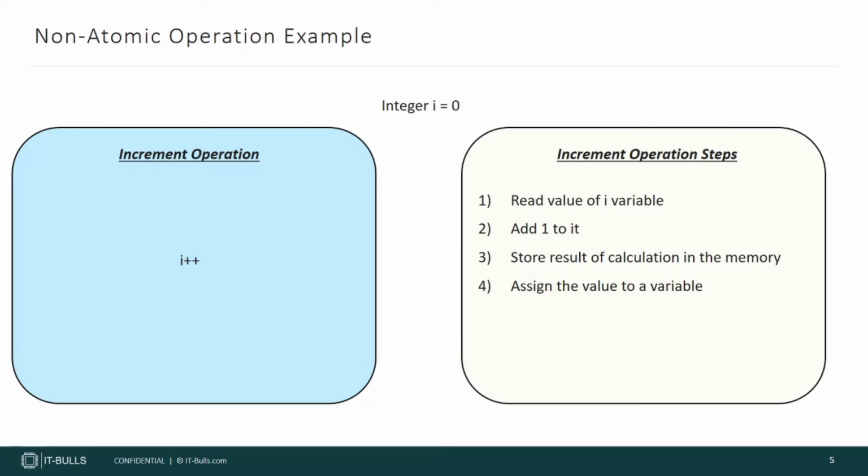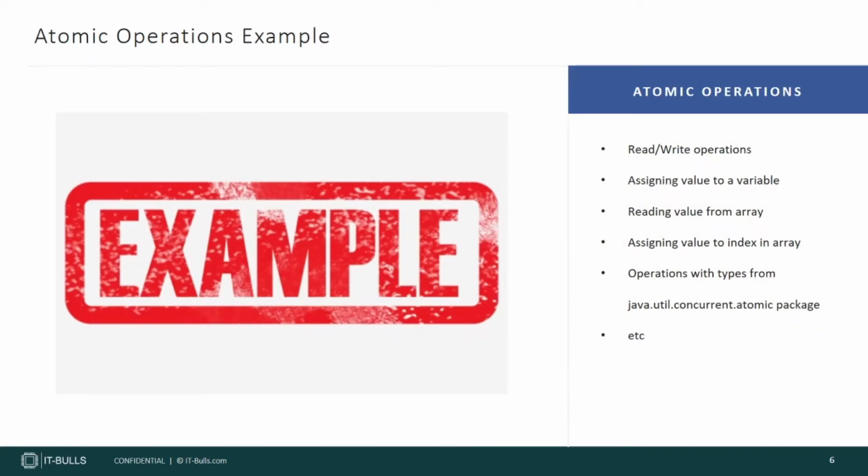But in this case, what is an atomic operation? In simple words, read and write operations are atomic. For example, assigning a value to a variable is an atomic operation. Reading a value from an array is an atomic operation. Assigning a value to an array is an atomic operation too.